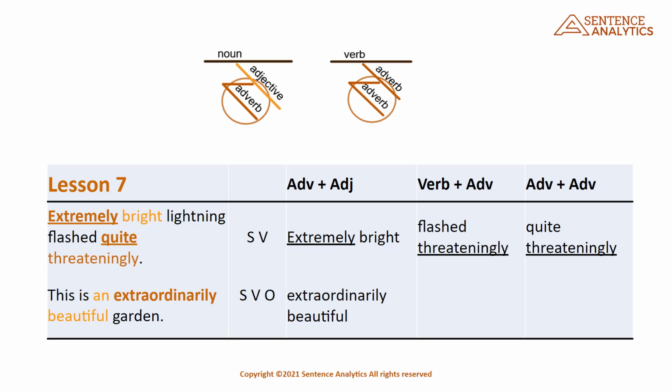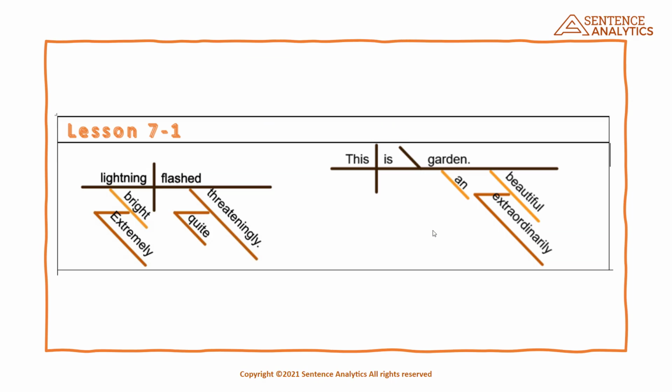The word quite, though, isn't modifying the verb, but is instead modifying the adverb threateningly and answering the question, threateningly to what extent? This is what it looks like diagrammed. The adverbs extremely and quite are attached to the adjective and adverb they modify, with the diagonal hook lines showing that they modify these words, not the subject or the verb on the horizontal line.